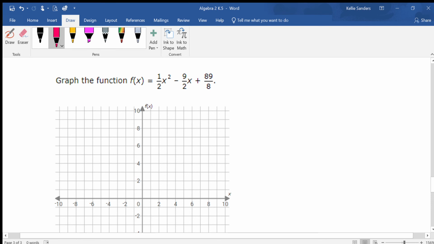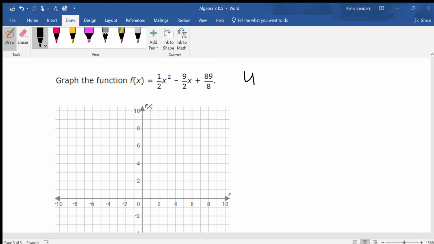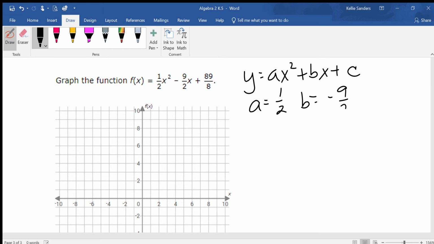Okay, no parentheses, so we don't have vertex form anymore. We have standard form. Y equals ax squared plus bx plus c. Your A is 1/2. Your B is negative 9 over 2. And your C is 89 over 8. So I need to find the vertex.